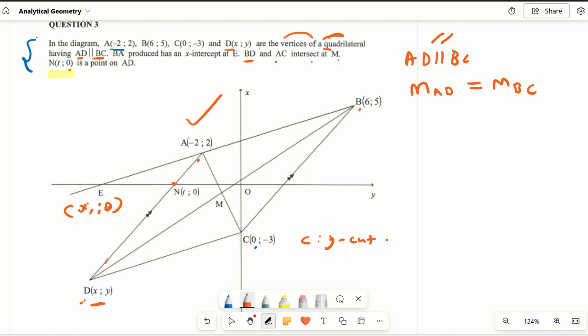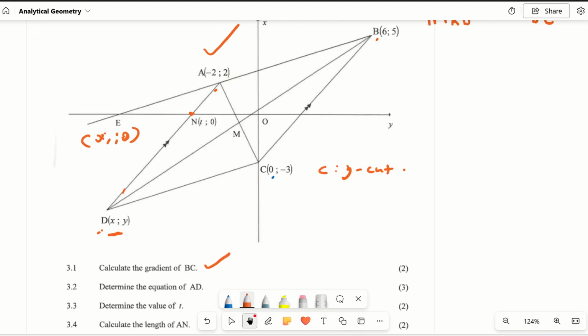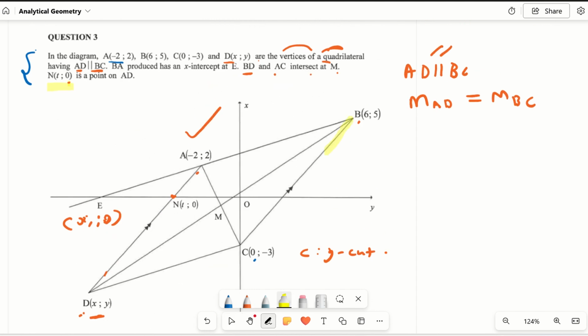You must populate the diagram, read the statement bit by bit without rushing, and then populate the diagram as far as possible. You will actually see that whatever you get asked is what you would have populated on the diagram. Let's move now. The first question says calculate the gradient of BC. Where's BC? Here's my BC.